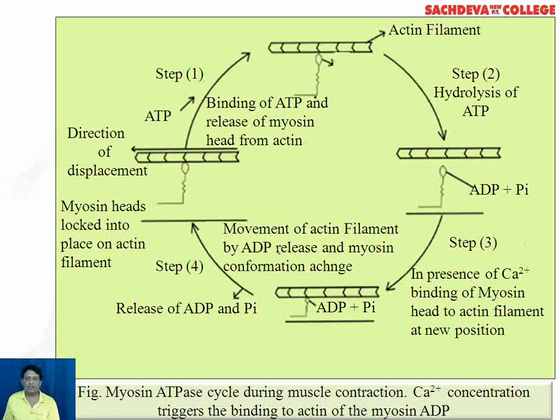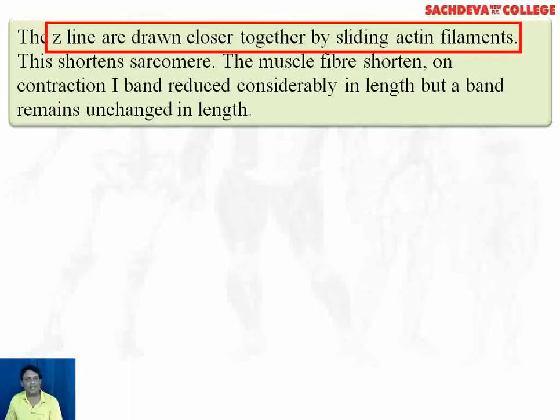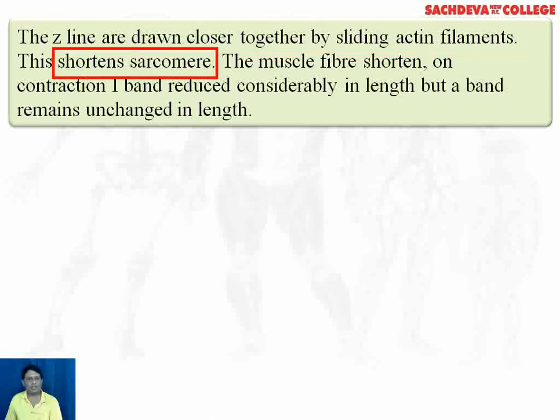This is a typical diagram of the sliding filament theory. You can see in step 1, ATP binds and releases the myosin head from actin. In step 2, there is hydrolysis of ATP, and in step 3, in the presence of calcium, binding of myosin head to actin filament takes place at a new position. In step 4, the myosin head is locked into place on actin filament. The Z lines are drawn closer together by sliding actin filaments. This shortens the sarcomere.